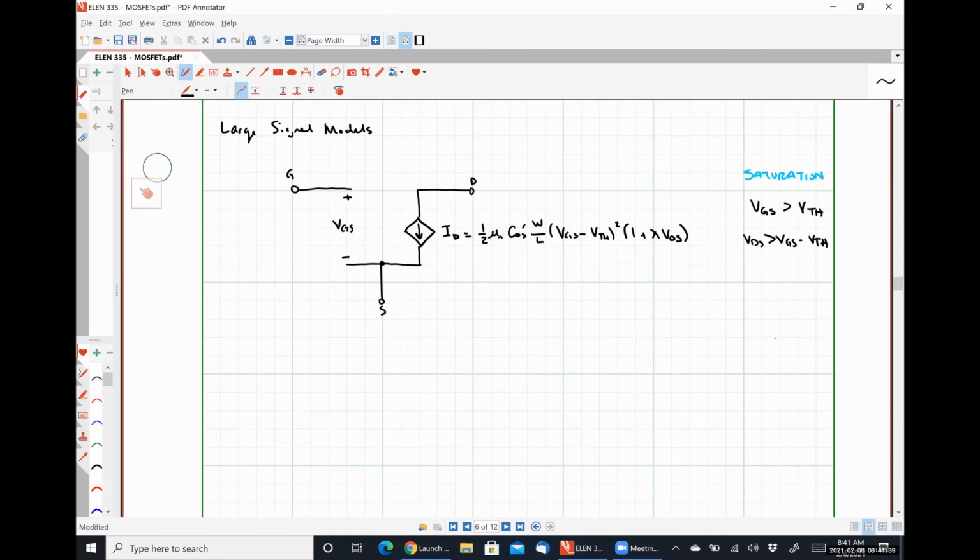Our second model we'll concern ourselves with is the one for our triode region. And it's going to look effectively identical, except that the value of our current is going to be different.